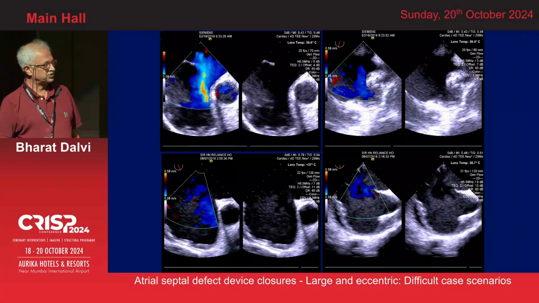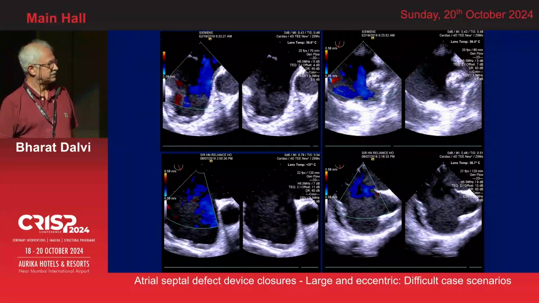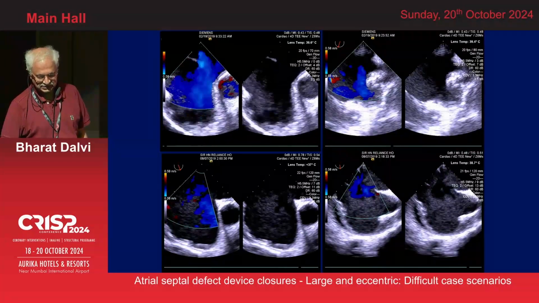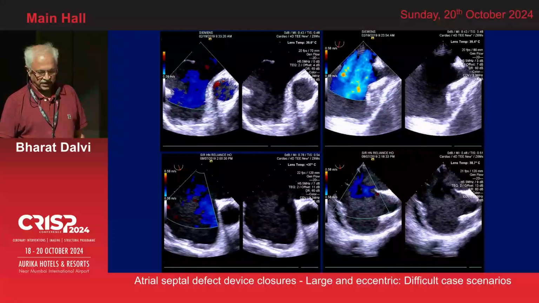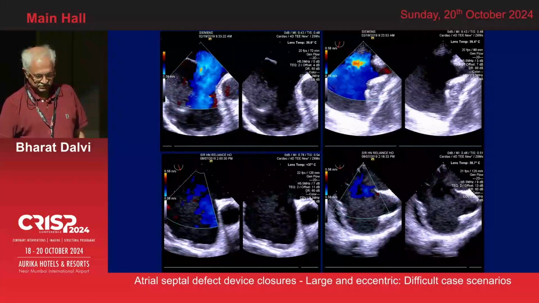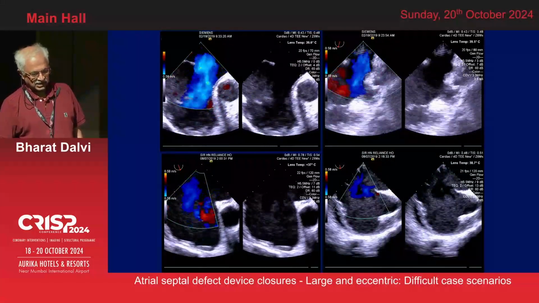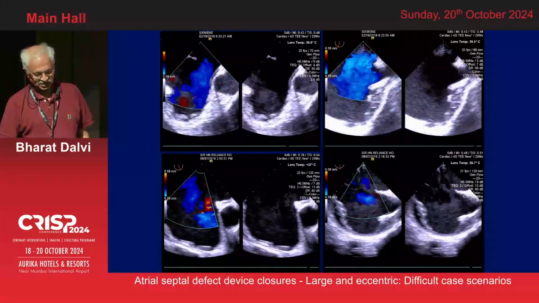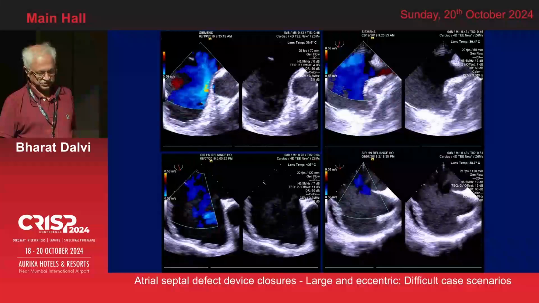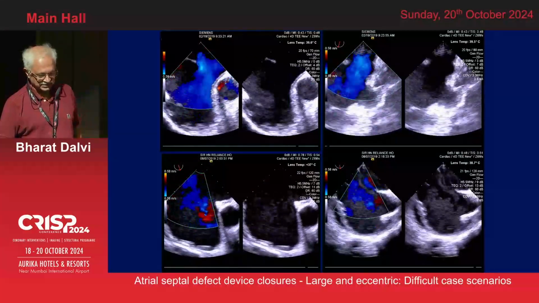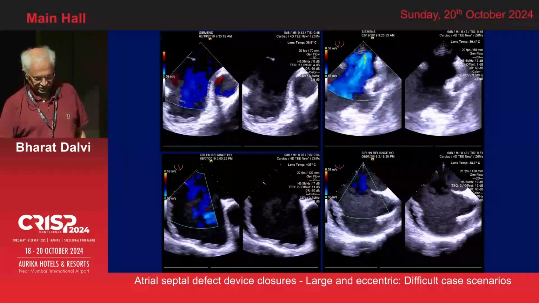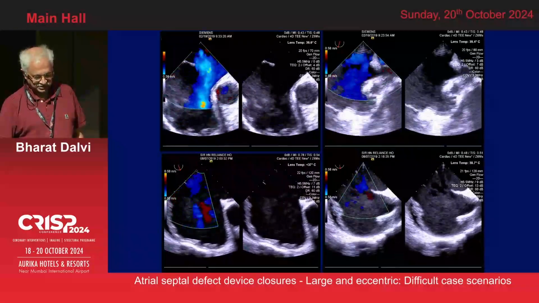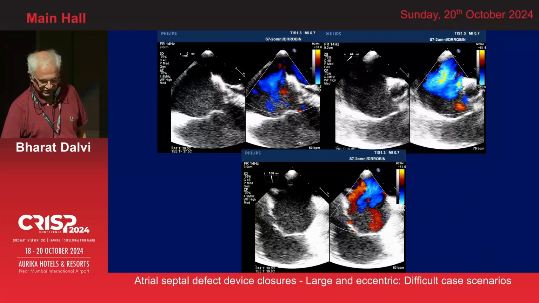So these are some of the associated rim abnormalities. This is absent aortic rim, really not a great concern for technical success. This is a deficient superior vena cava rim. This is a large ASD with a posterior rim deficiency, and this is a large ASD with an IVC rim deficiency. So these are some of the cases where technical failure is almost guaranteed if you don't have enough experience and expertise to get the device in place.